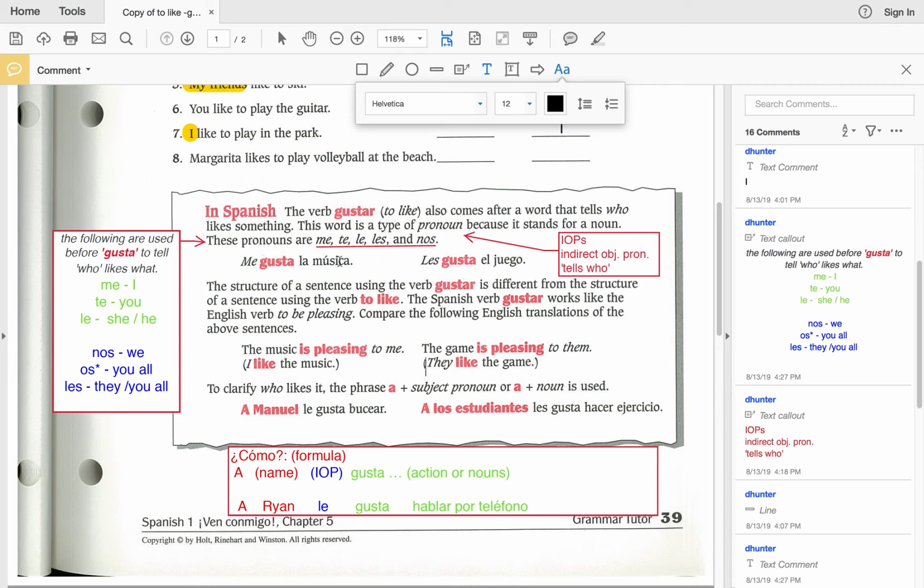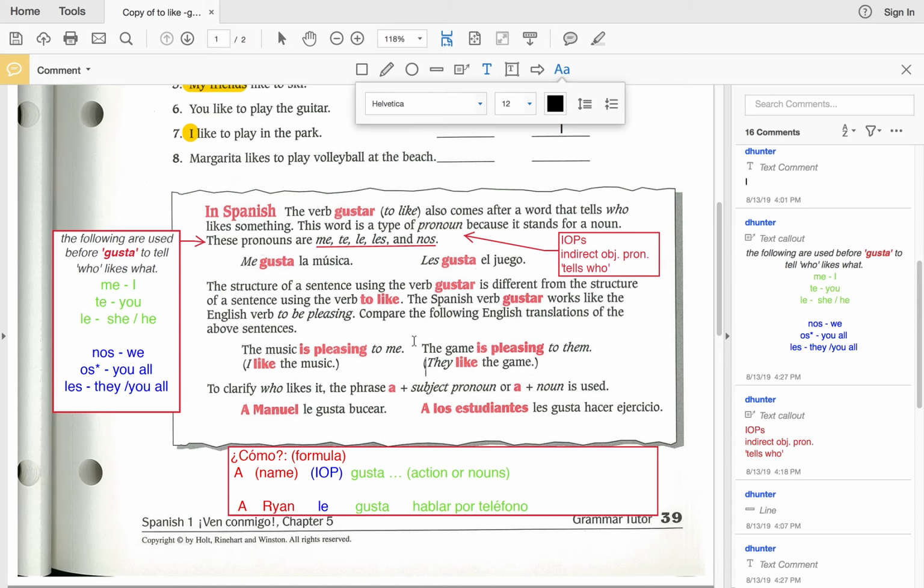Again, me gusta la música clearly means I like the music, but the way it's set up, it says the music is pleasing to whom? To me. That's why these are pronouns that are indirect. Also in that same vein, les gusta el juego would mean they like games, but you're actually saying the games are pleasing to them. Because of this, we'll see much later that the verb gustar doesn't actually change much based on who is being pleased.